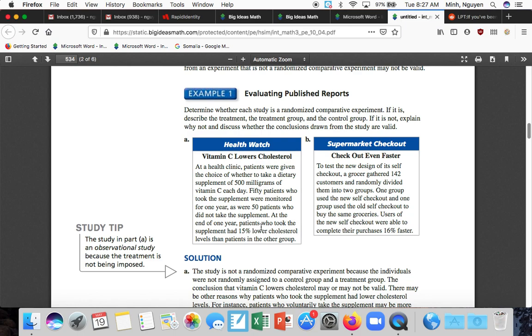Supermarket checkout. Checkout even faster. To test the new design of its self-checkout, a grocer gathered 142 customers and randomly divided them into two groups. Okay, they randomly divided it, so that's that part. Randomized. Now let's see if it's comparing.